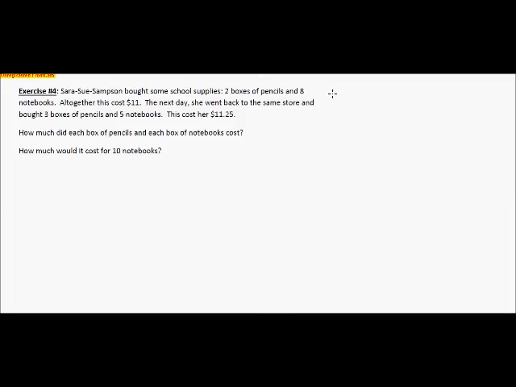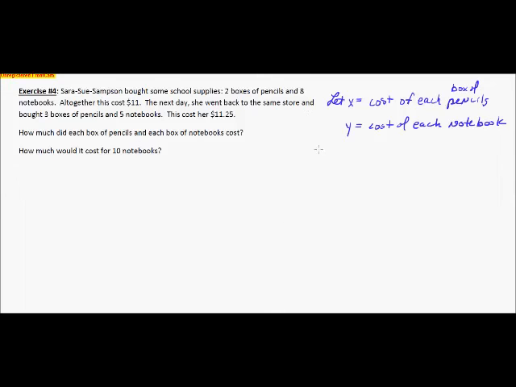Okay, so I'm going to put that up here. I'm going to say let x equal the cost of each box of pencils. And the other item we don't know are the notebooks. This is going to be the cost of each notebook.